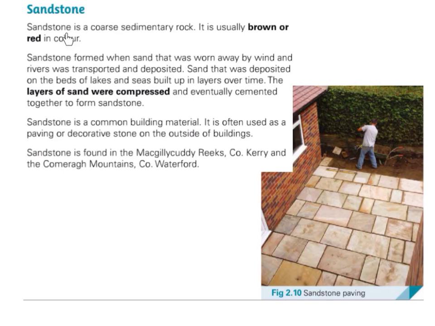Sandstone. Sandstone is a coarse sedimentary rock. So coarse meaning rough to touch, rough in texture. It is usually brown or red in colour. Sandstone formed when sand that was worn away by the wind and rivers was transported and deposited. Sand that was deposited on the beds of lakes and seas built up in layers over time. The layers of sand were compressed and eventually cemented together to form sandstone.